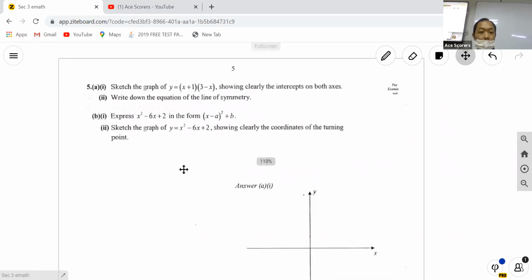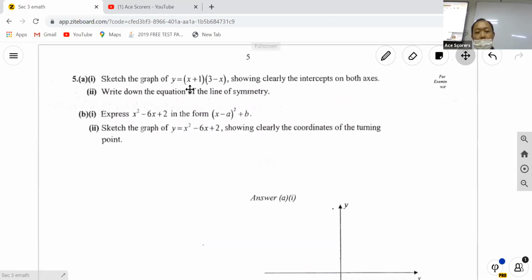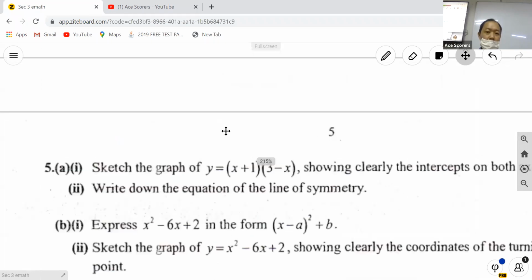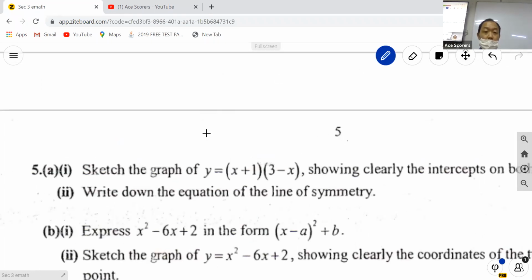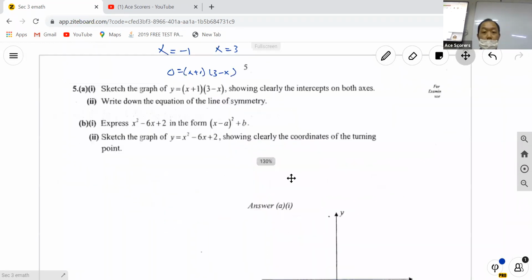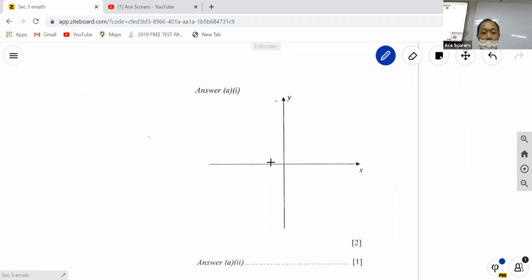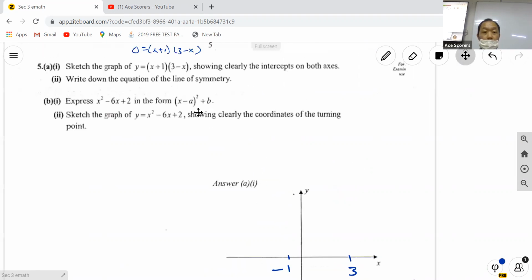Okay, so we're gonna do this. Now sketch a graph of y equals (x + 1)(3 - x), showing clearly the intercepts on both axes. So in the quadratic graph, if we let this equal to 0, we will get 2 x values, right? First value x equals minus 1, second value x equals 3. You got that? So on my curve here, I will have intersections at -1 and 3.